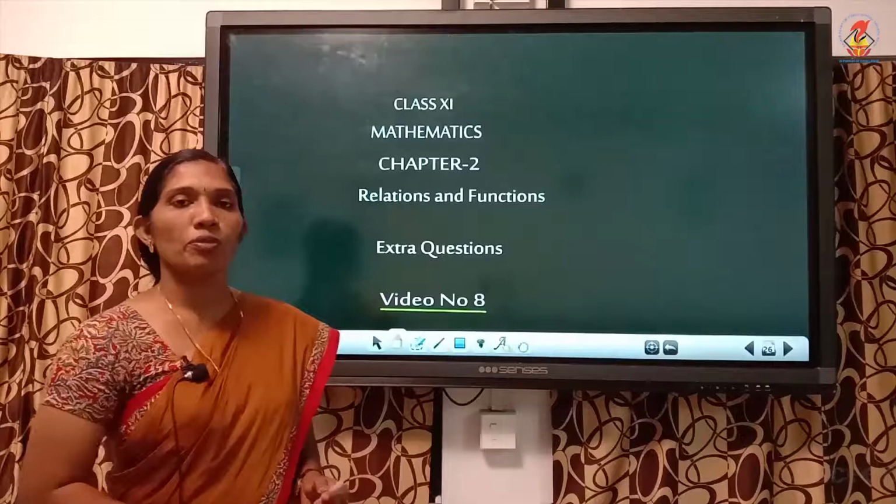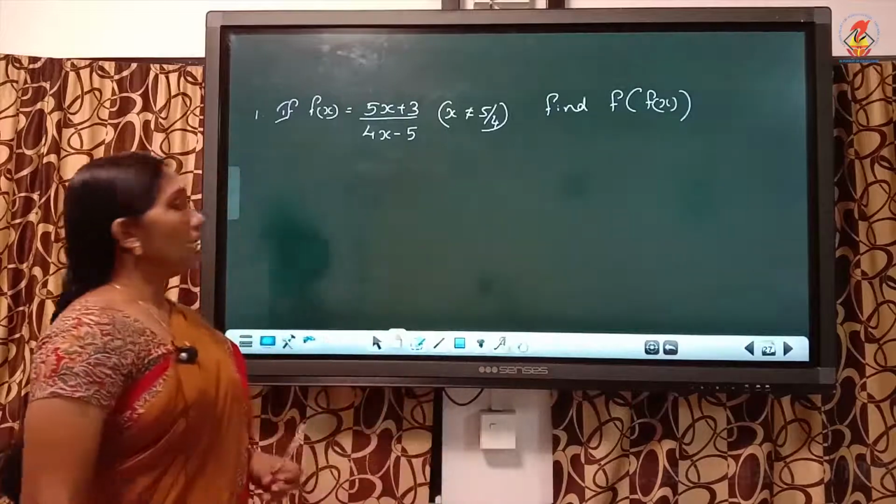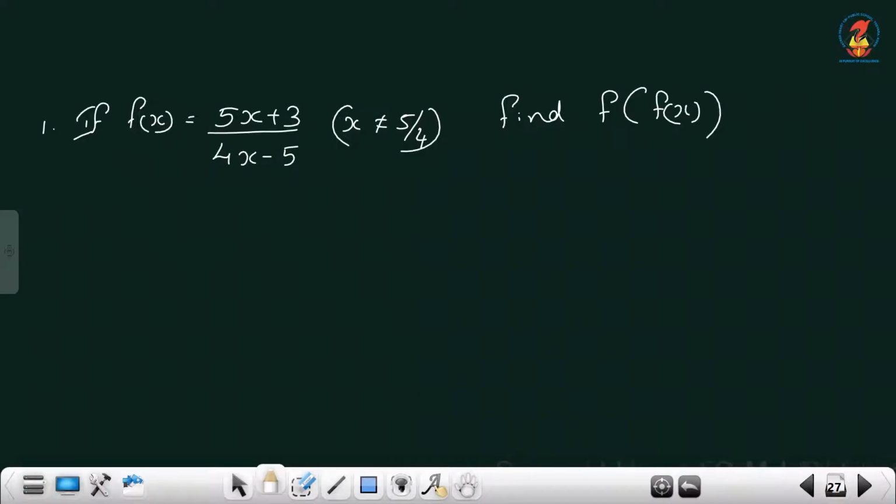We can do some more problems, children. If f of x is equal to (5x plus 3) by (4x minus 5), where x cannot be 5 by 4. When x is equal to 5 by 4, the denominator is 0. That's why it's given x not equal to 5 by 4. Find f of f of x.